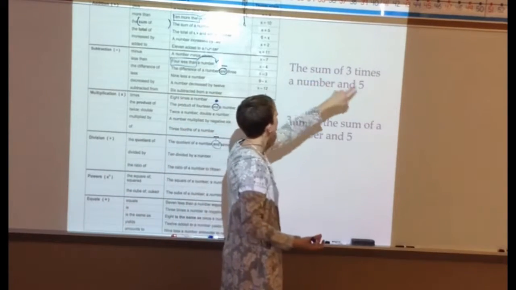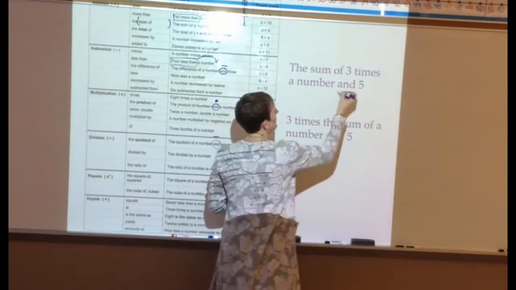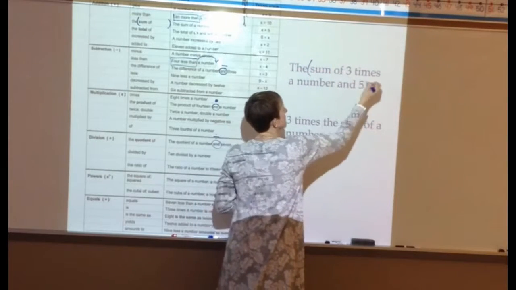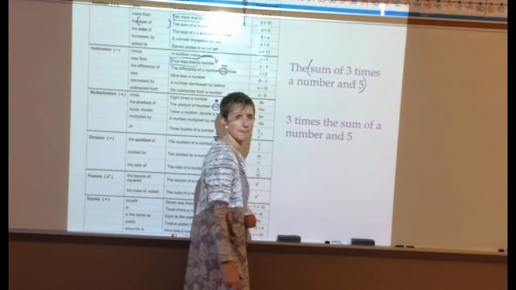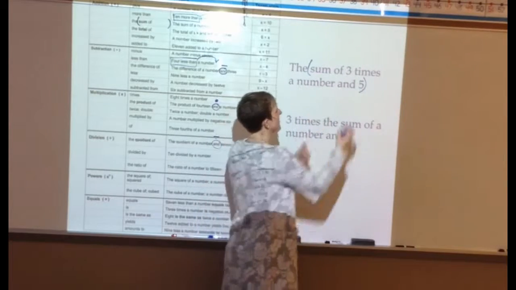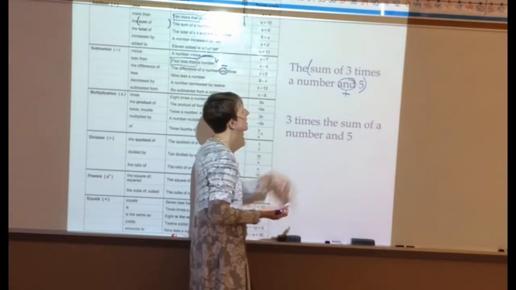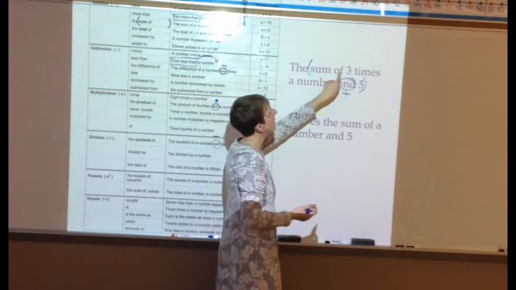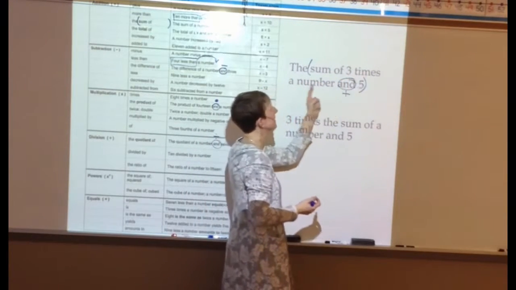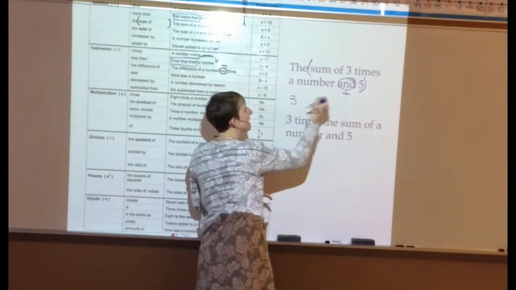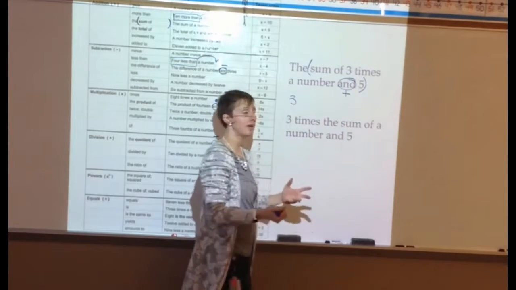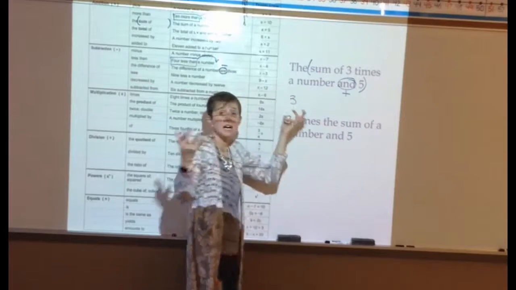So, the sum of 3 times a number and 5. Well, since I'm talking about sum, I'm going to bring in those parentheses. Okay? Since I'm talking about sum, this "and" tells me when to bring in my plus sign. Okay? So now I have the sum of 3 times a number. 3 times means multiply. So I'm multiplying 3 by a number.